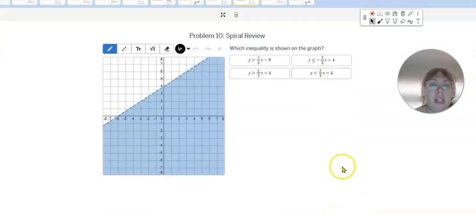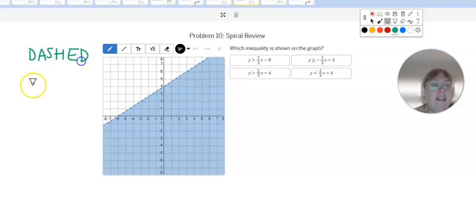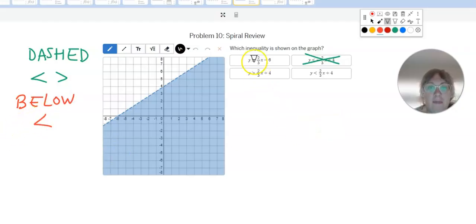Which inequality is shown on this graph? Okay, so we see a dashed line, so it's definitely dashed, right? Which means it has to be less than or greater than. So it can't be this one. We also see that it's shaded below, right? So it's going to be less than, which means it can't be these ones.